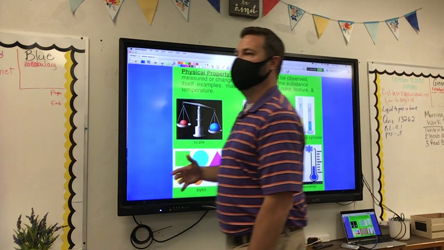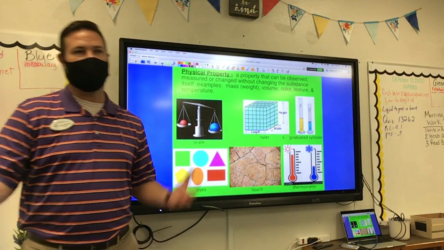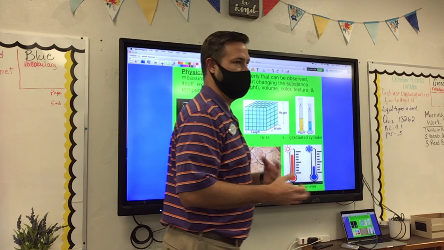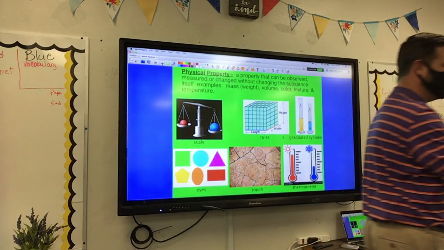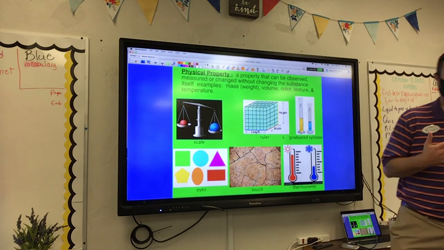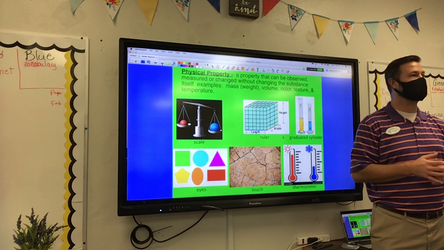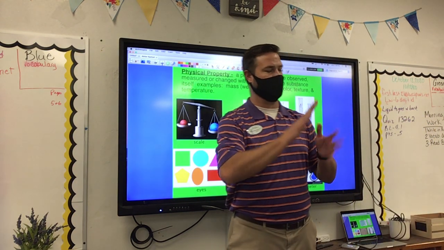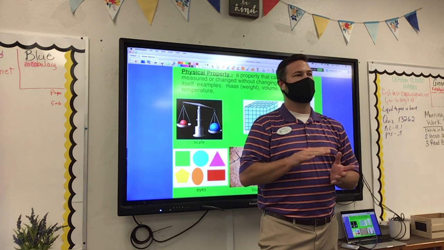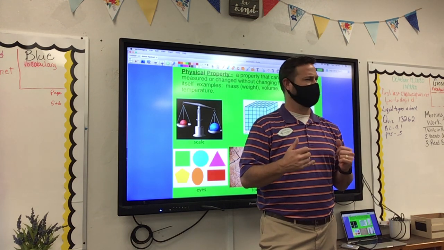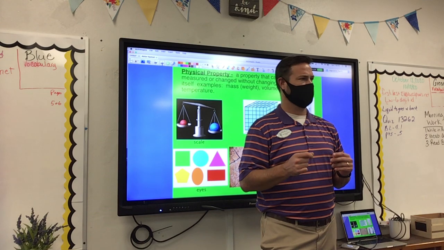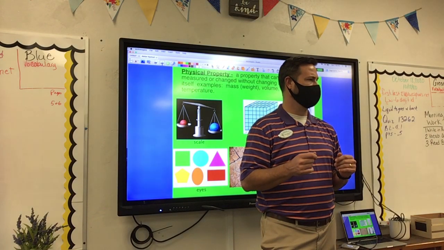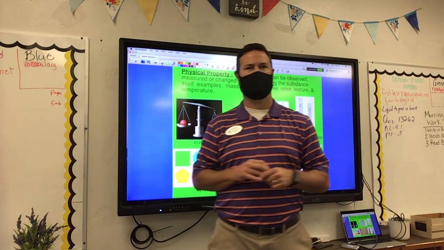You need to know that if you're talking about weight, what do you use to measure weight? Scale. Scale, thank you. What do you need to measure the volume of something? The graduated cylinder, or if it's a perfect square, you could do length times width times height, a meter stick or something. But graduated cylinder, how do we measure volume?